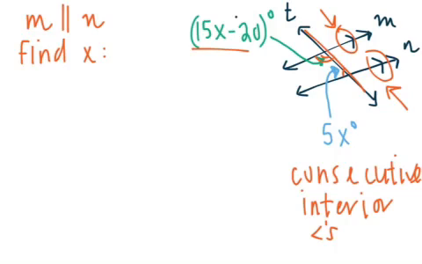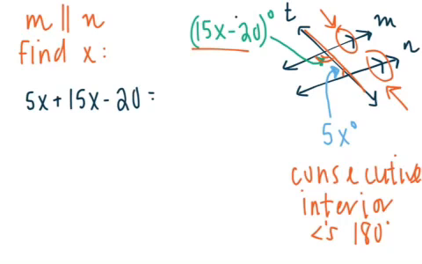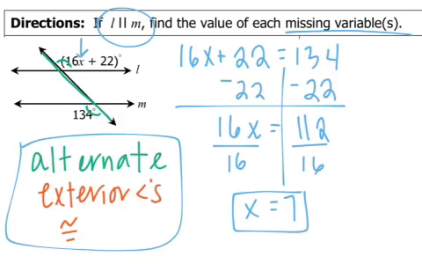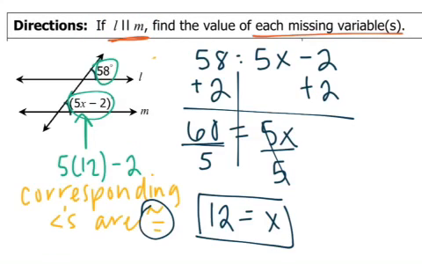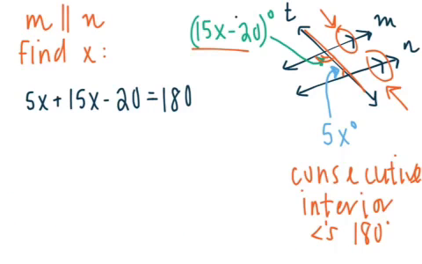Do you remember what consecutive interior angles measure? They're not going to be congruent, they're actually going to be supplementary. So consecutive interior angles add to 180. So how we will write it will look like this. We'll say 5x plus 15x minus 20 equals 180. So unlike the previous examples where they were congruent and we set them equal to each other, in this case, the angles are supplementary, so we're going to add them to equal 180.